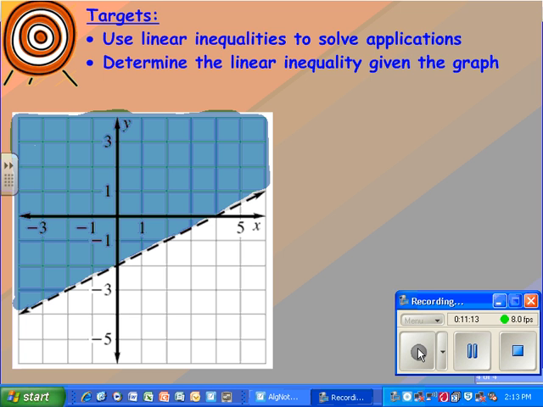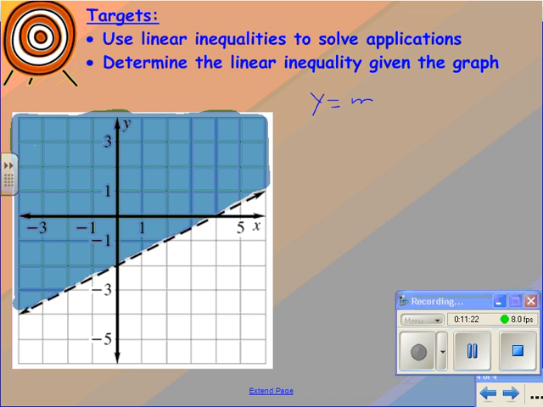So our last target, we have to determine the inequality given the graph. Okay, so here we have a graph, just like if we had y equals mx plus b. The two key things we need are our slope and our y-intercept. So those are the two things we're going to look for. First thing, if I look for the y-intercept, I'm going to go down the y-axis, and I notice that my y-intercept is right here. So I'm going to say that my y-intercept is equal to -2.